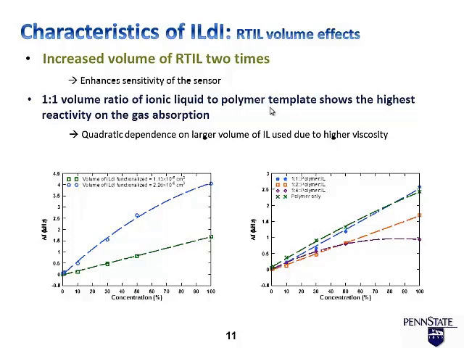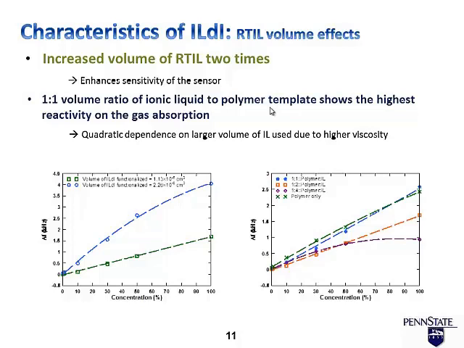In the first case, 2 identical resonator pixels are functionalized with exactly the same ionic liquid ILDIs, but different total volume. As you can see on the left-hand side, the sensitivity of the sensing system can be increased by increasing the total volume of the sensing material, which makes sense because we have more detection material on the sensor.